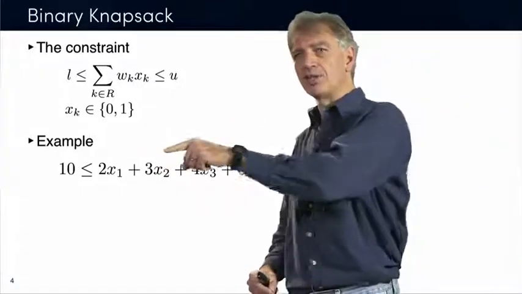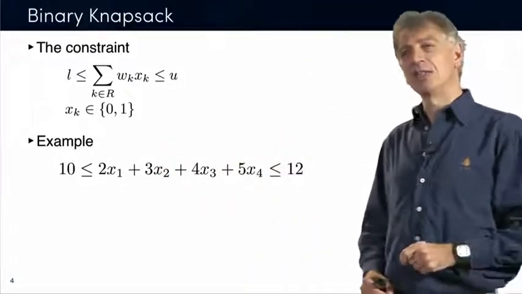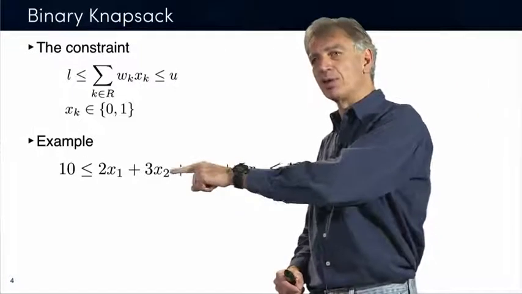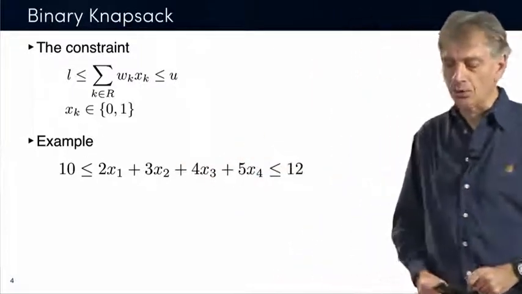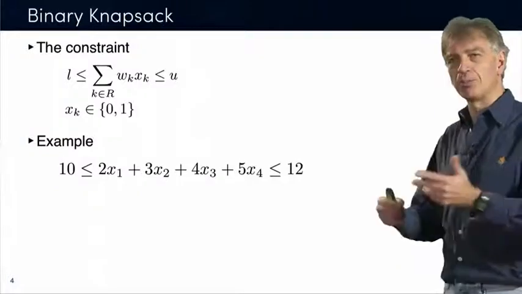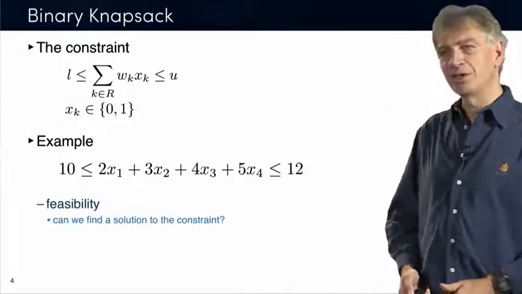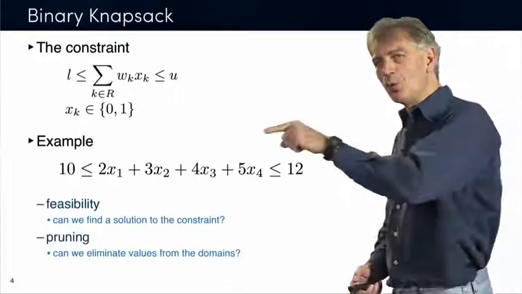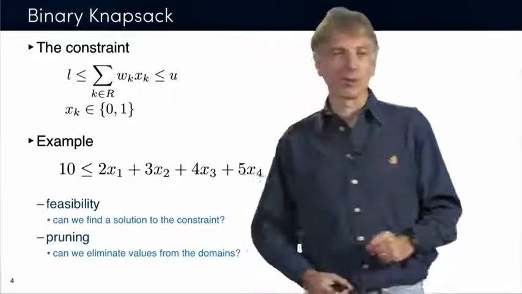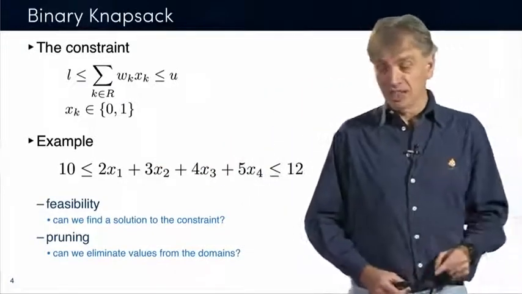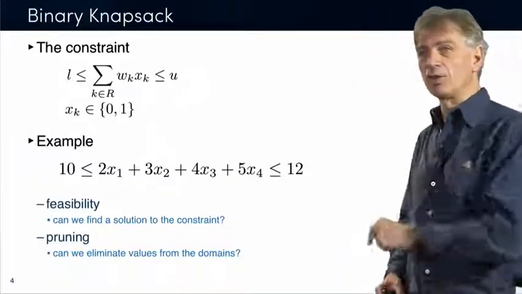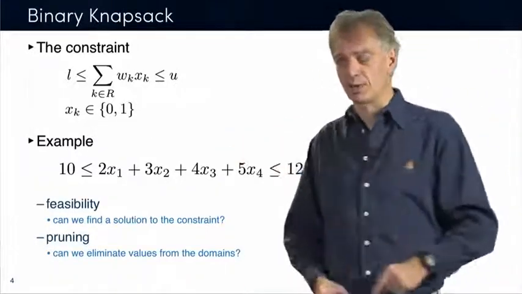Now, to find out if this is feasible, this is reasonably easy. I'm sure you can see it yourself. You give a 1 to x2, x3, and x4, and you have a value of 12. This is between the bounds, so you're happy, this constraint is feasible. Now, the more interesting question here is, can you actually remove some values from the domain of these variables? In other words, is there a variable which cannot take the value 0? Or is there a variable that cannot take the value 1?